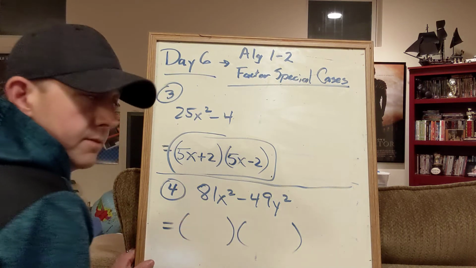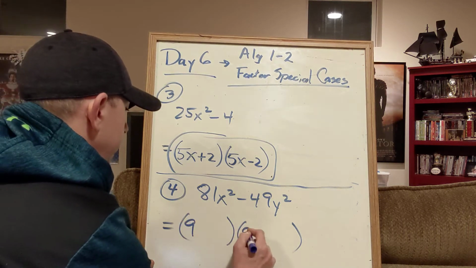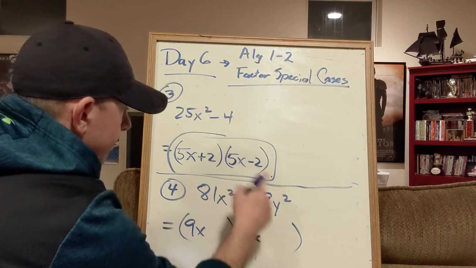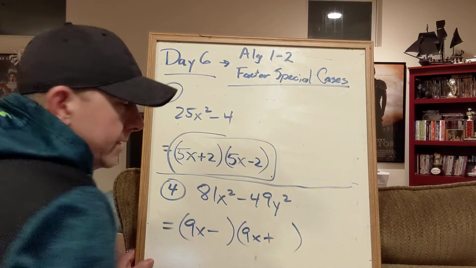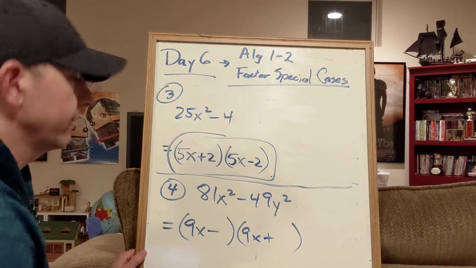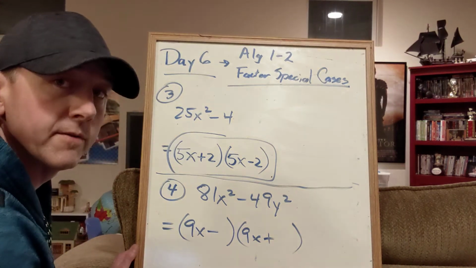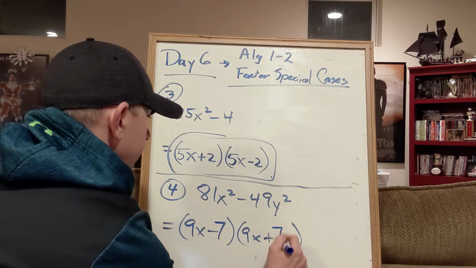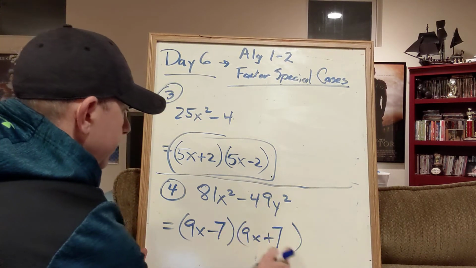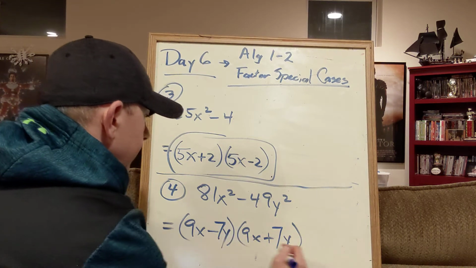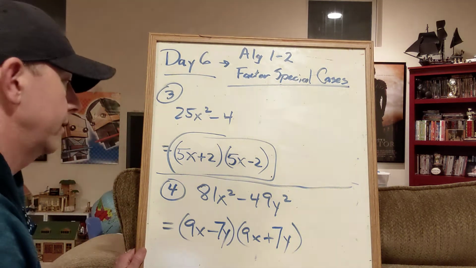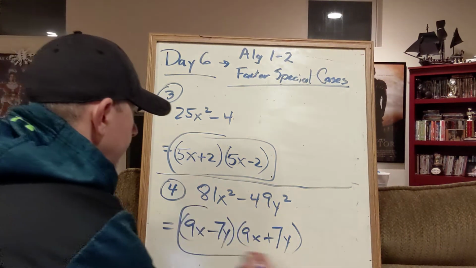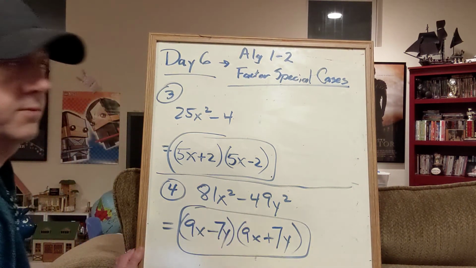So 81 is a perfect square. The square root is 9. So 9 and 9, and the square root of x squared is x. We need plus and minus or minus and plus. Again, it does not matter. Whatever you're most comfortable with, as long as you have one of each, that's what matters. And then the square root of 49 is 7. Now the y squared is a new thing, but we just tack it on at the end, just like we put the x up front. So there you go. It's 9x minus 7y, 9x plus 7y. As long as you have one of each sign, that's what works.